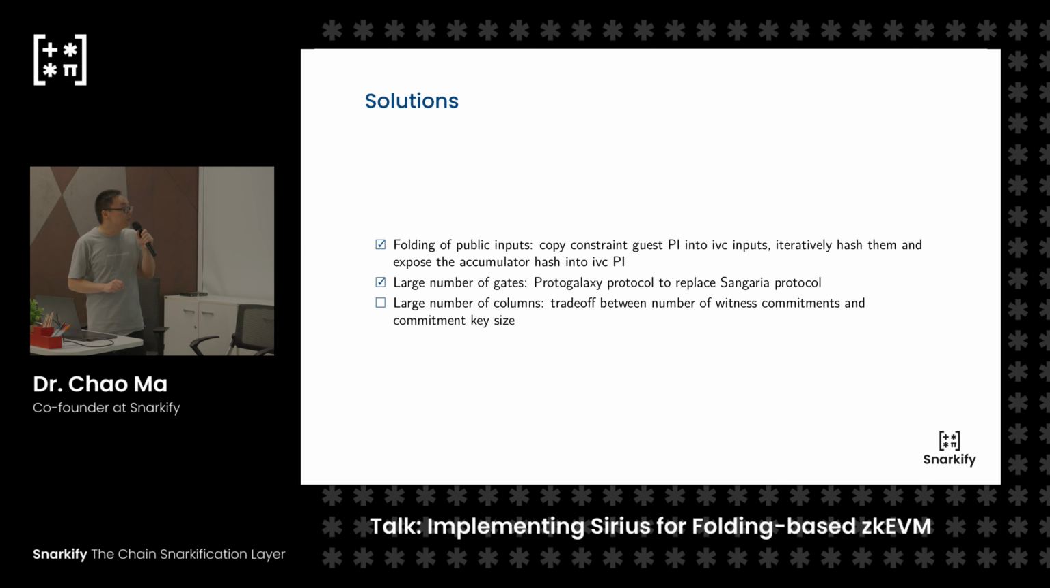Then the third challenge is the large number of columns. With a large number of columns, this is actually a design trade-off between the number of witness commitments, which means the number of ECC operations in the circuit, versus the commitment key size. This will change our circuit a little bit: instead of concatenating all the column data into one big giant vector and committing to it, we can split it into several parts. So we can adjust the parameter to make a trade-off between the folding circuit size and the commitment key size to keep it balanced. This is how we are going to solve the third one. The first two are already done, and the third one we are going to implement after we finish the cyclefold part.